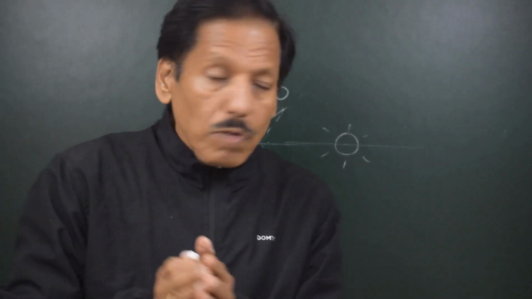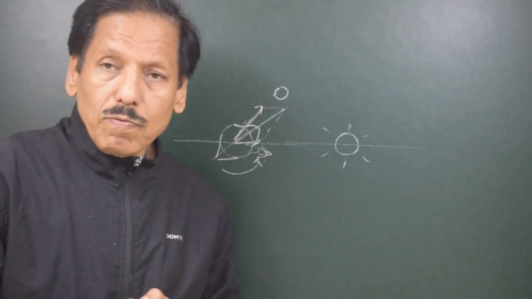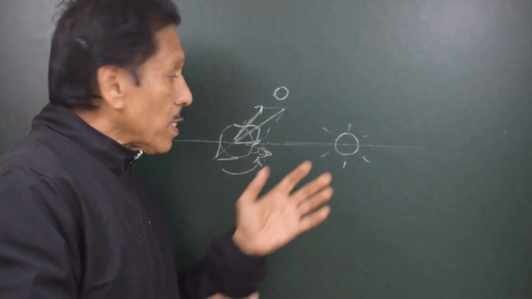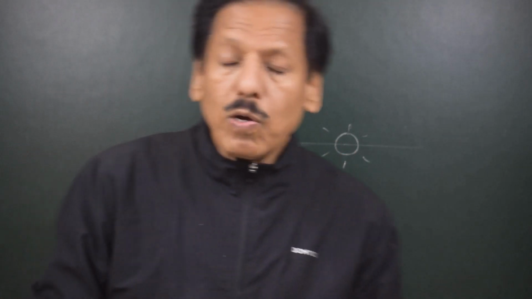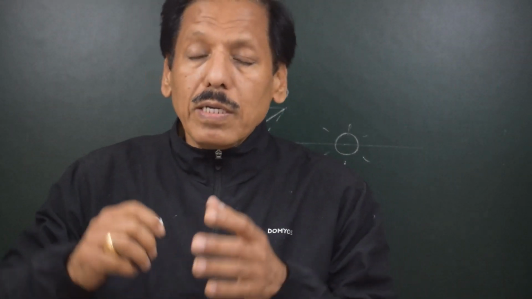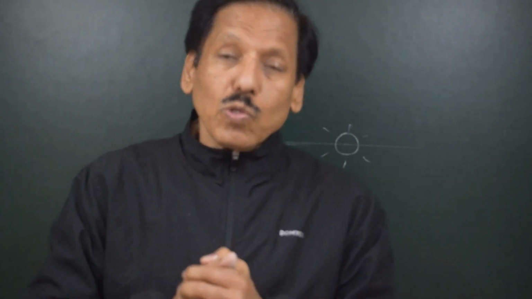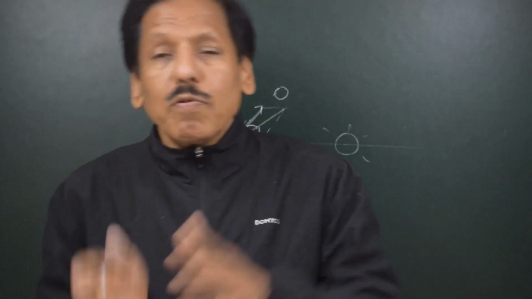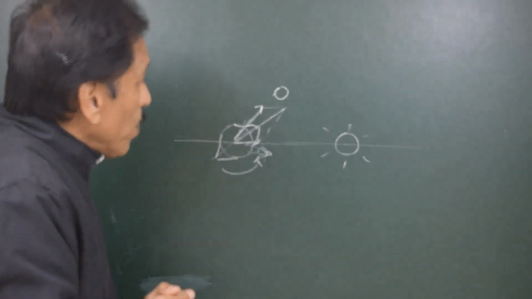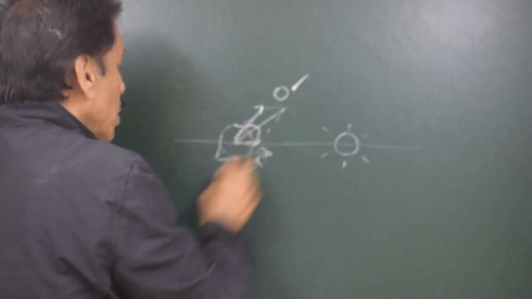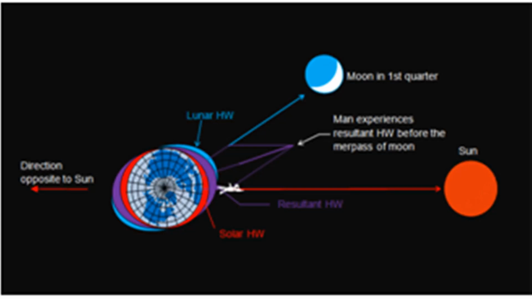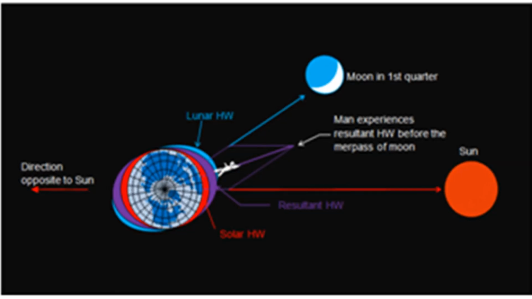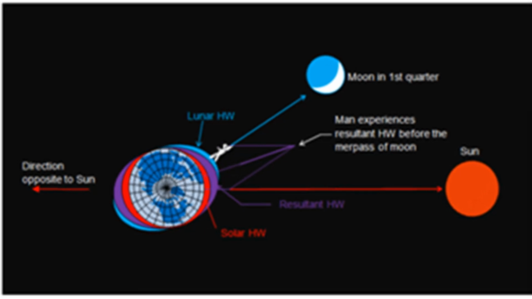So this high water which is happening before the meridian passage of the moon is actually, this effect is caused because of the sun. We call this priming. Priming means you get high water. Normally, the high water is associated with the meridian passage of the moon. So you find high water happening before the meridian passage of the moon. This is called priming, and this will happen when the moon is in first quarter and moon is in third quarter. Now let us try and understand what is lagging.